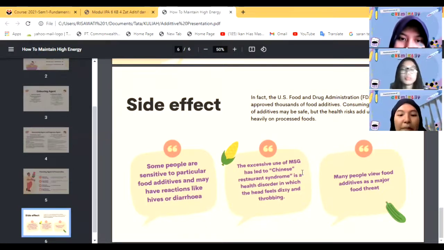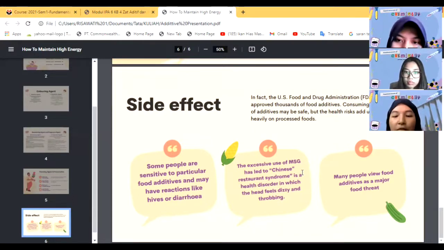First, some people are sensitive to particular food additives and may react with hives or diarrhea. And second, the excessive use of MSG leads to Chinese restaurant syndrome, a health disorder in which the head feels dizzy and throbbing.